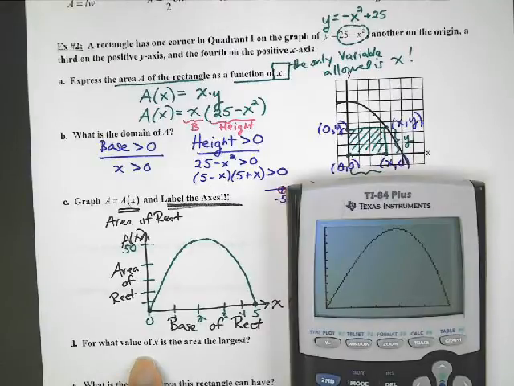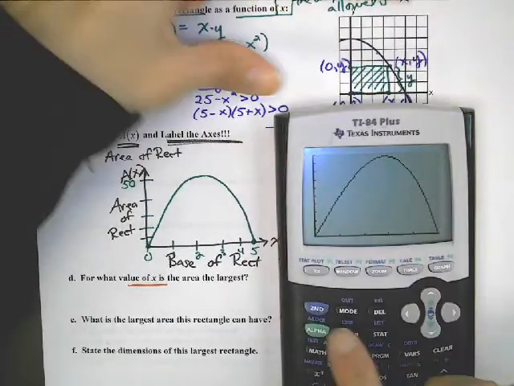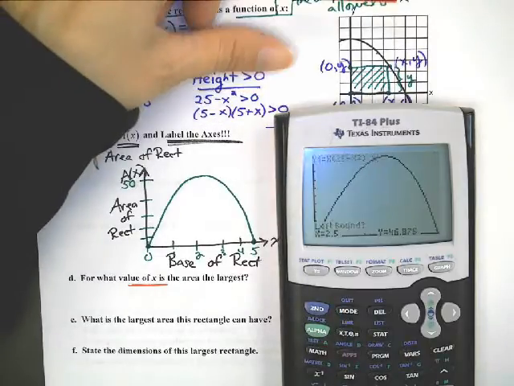For what value of x is the area the largest? So how are we going to find the largest x? In our calculator, we're going to have to use the maximum feature. So remember where that is? Second calculate, and the maximum, 4.